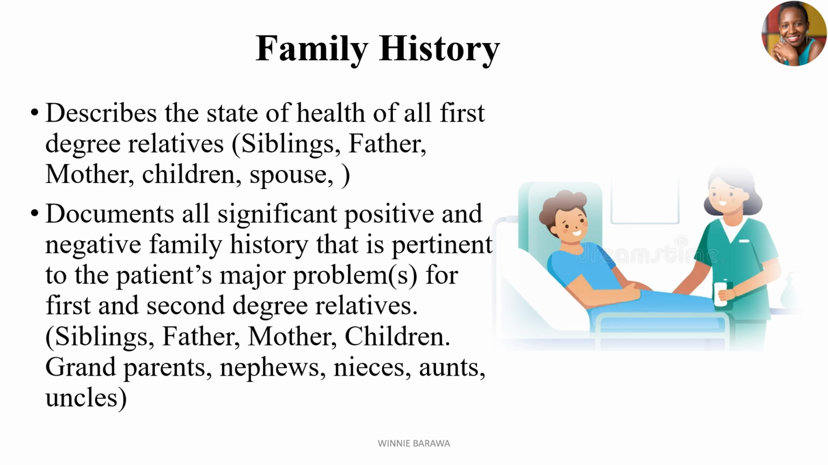So that's why I was saying put family history on its own. Don't combine it in the socioeconomic history because you will not be exhaustive. You'll just write a single sentence and then it doesn't bring out as much detail as you wish to.